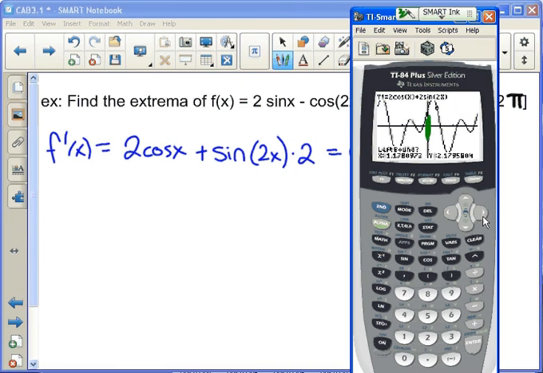So I tell it left bound, hit enter, move to the right of that spot, hit enter, and then don't worry about the guess, it figures it out. So that's actually pi over 2, if you recognize that decimal, 1.571. So that's pi over 2 as one of our x values.